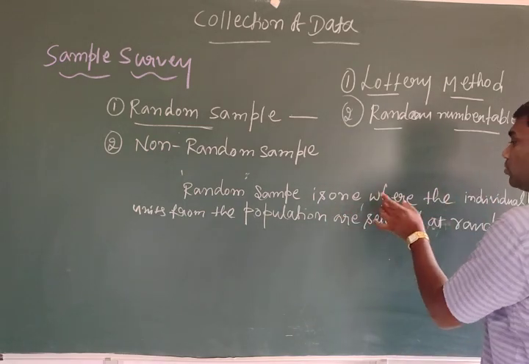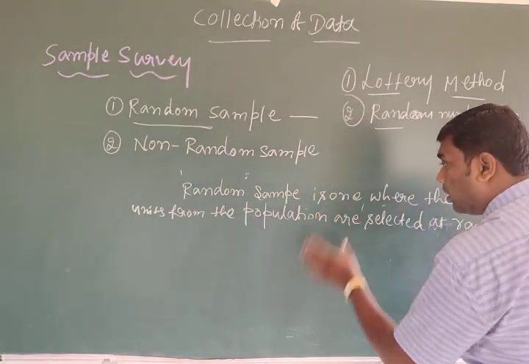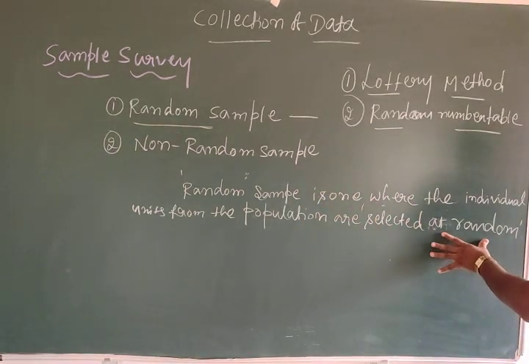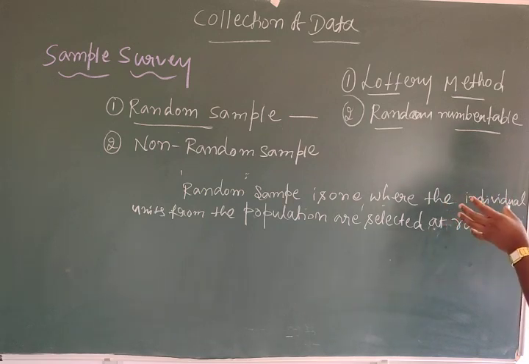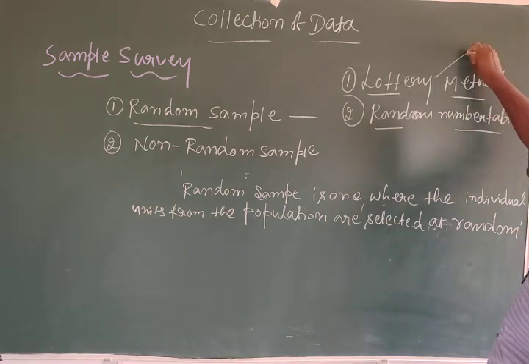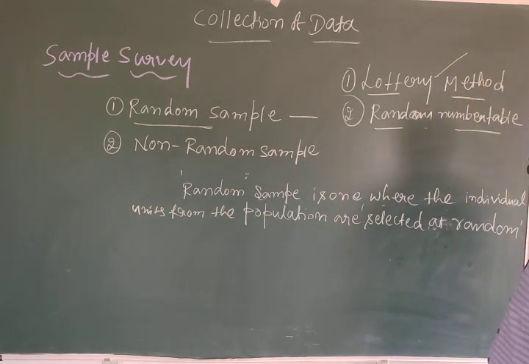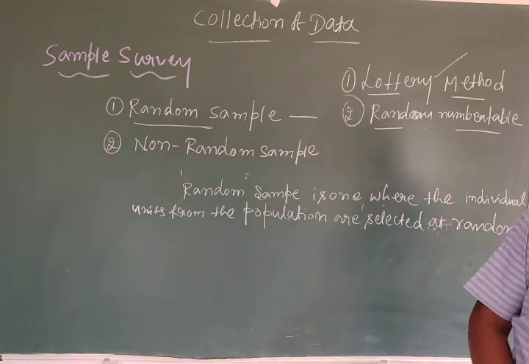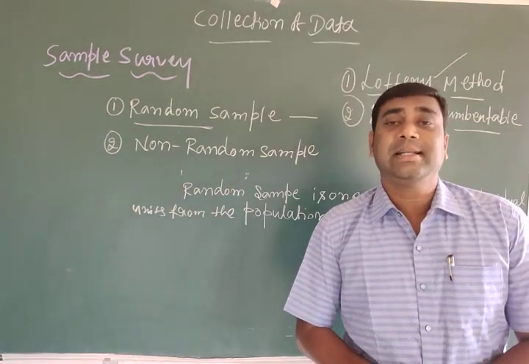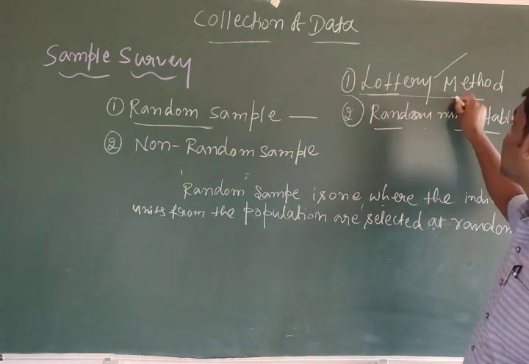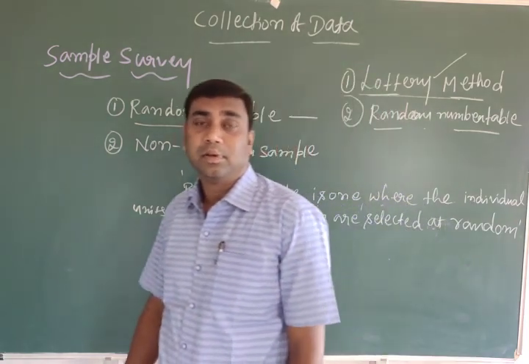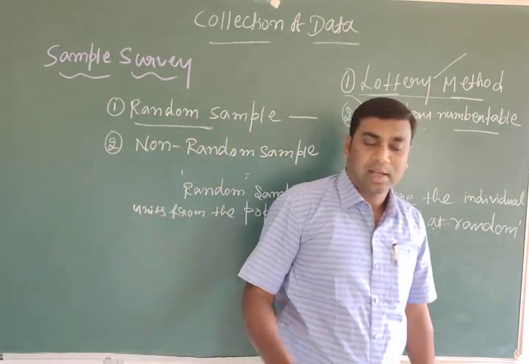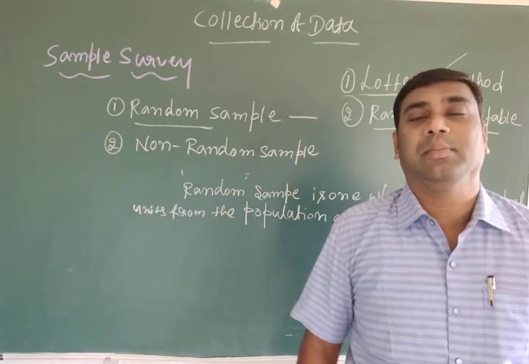So a random sample is one where the individual units from the population are selected at random. Under this, we sample the population in two ways. One is the lottery method, another one is the random number table. To understand the random number table, first we have to understand the lottery method. You know that very well, the lottery system. I think you have a little information about the lottery method.